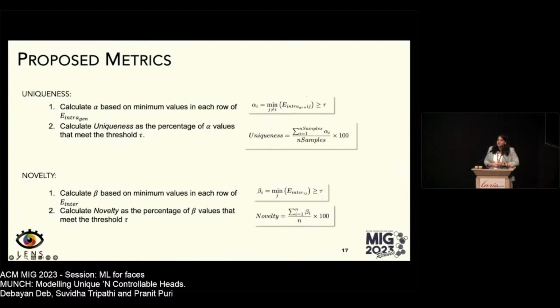Then uniqueness. Uniqueness gives you the ratio of the generated heads that are different, and similarly, novelty gives you the ratio of the heads that are different from the real test data. Specificity alone cannot quantify the overfitting part. So we need a metric that tells you that this percentage of meshes are different from the real datasets and still follow the real distribution.